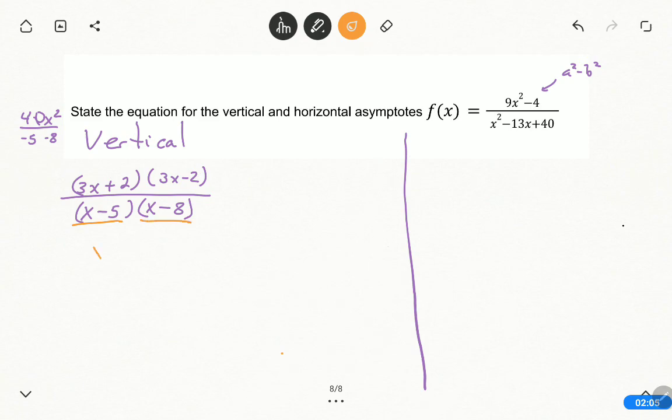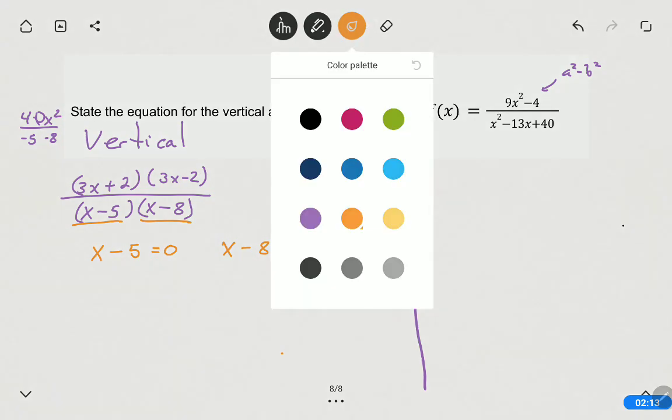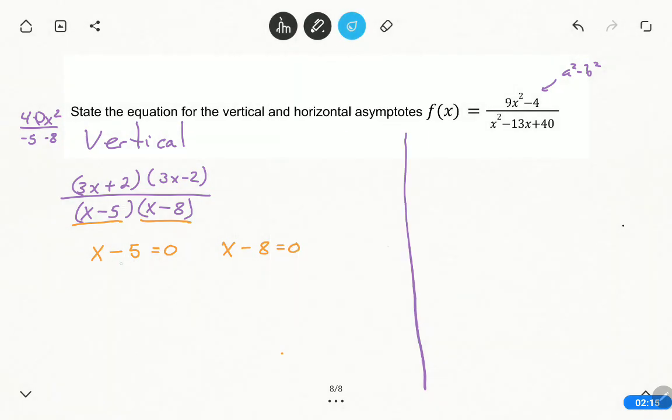So using zero product property, we set each of the factors equal to 0. And then we just solve those equations. To get x equal to 5 is one of the vertical asymptotes. And adding 8, x equals 8 is the other vertical asymptote.